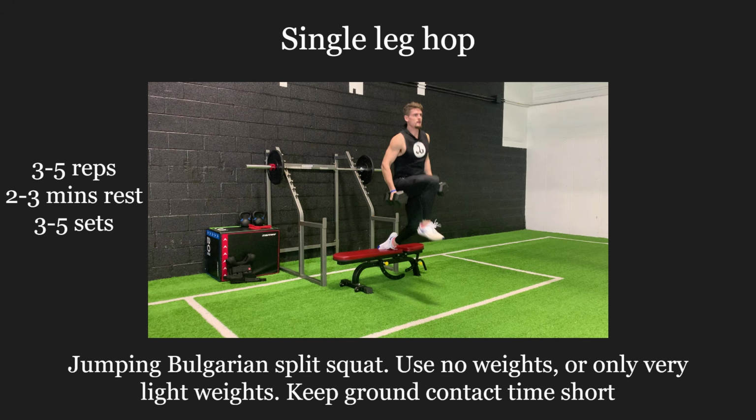The next movement is a single leg hop. You get into the Bulgarian split squat position and you jump off the front leg like 3 to 5 times. Keep the stretch shortening cycle short, so you're bouncing up as soon as your foot hits the floor, and you don't need to bring your front knee up very high for this either. Repeat this for 3 to 5 sets, resting like 2 to 3 minutes in between each set.